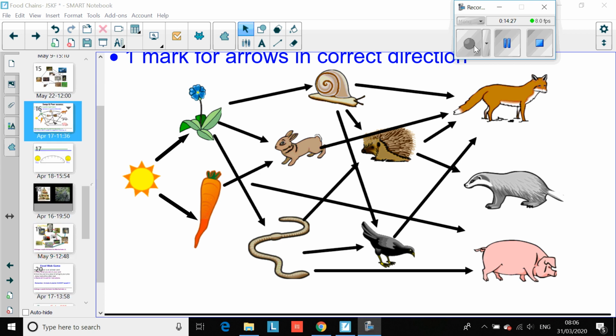Okay, now we can actually start to have a bit of a think about this as well. For example, what would happen if, say, the rabbits got wiped out by, say, a disease? What might that mean for the other animals? Well, it's probably quite bad news for the foxes because that means their main food source is now gone. So they have to rely completely on the snails to survive.